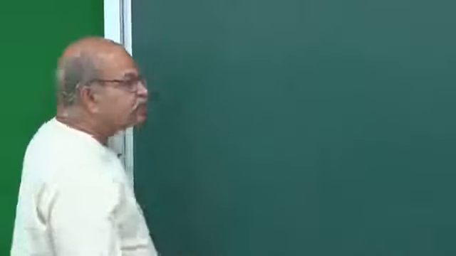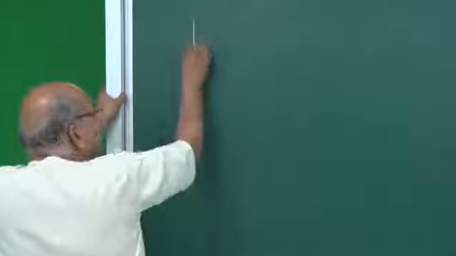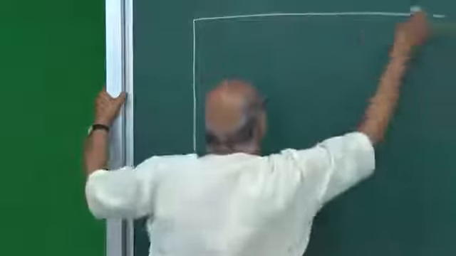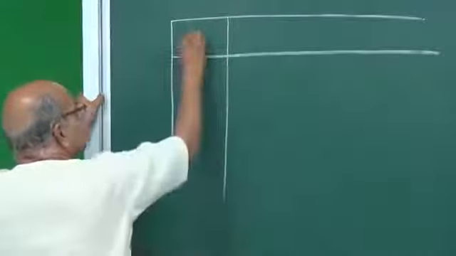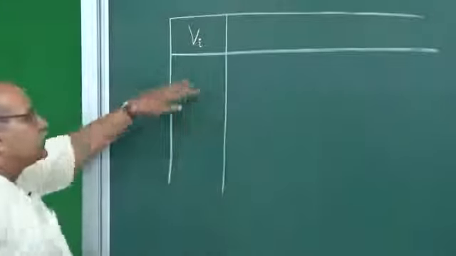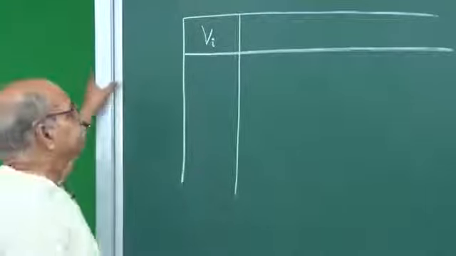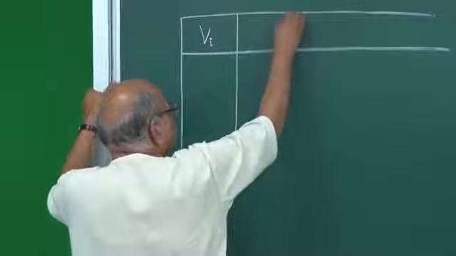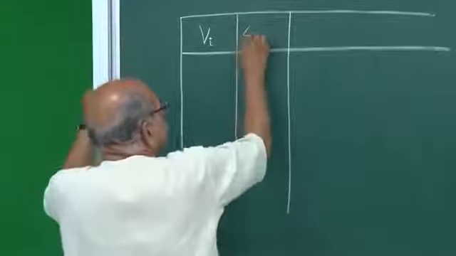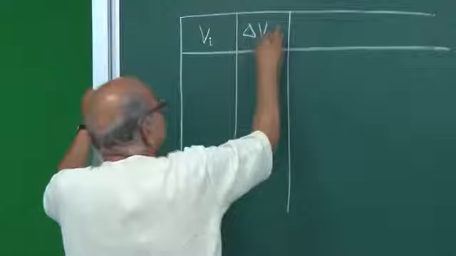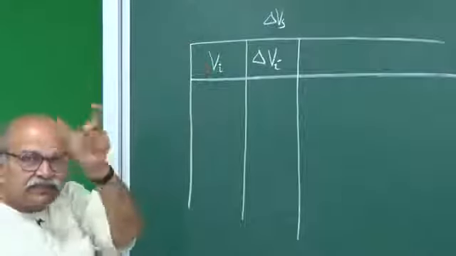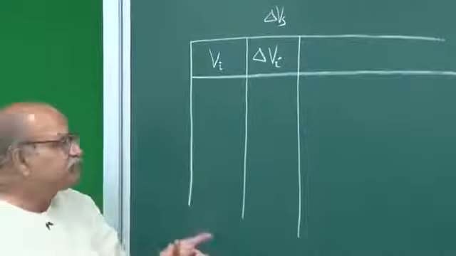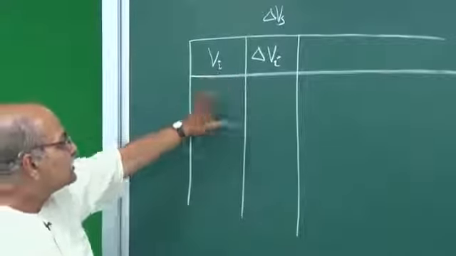So let me make a table to write the data, and we will have a column for the input voltage, VI. So different input voltages we will write here, and this column is for delta of VI, which is the same as delta of VS, right? Whatever change in the input voltage is the change in the signal, because VBB is always fixed in a given circuit.